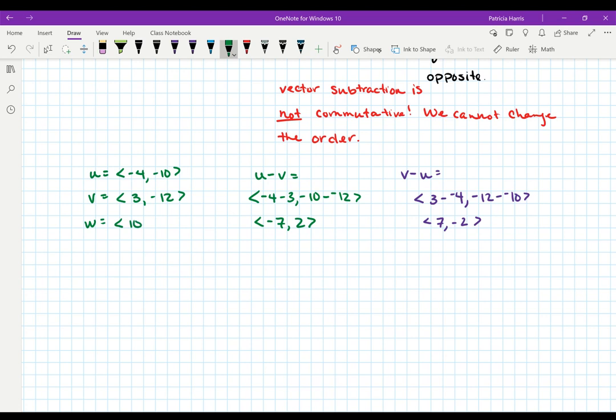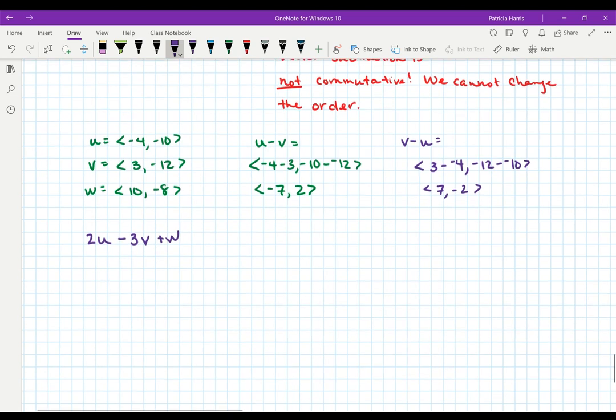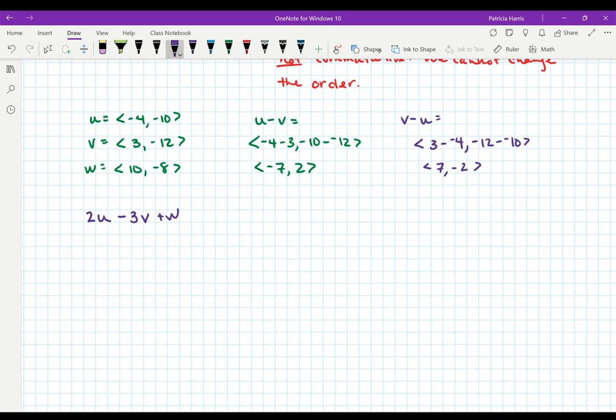Let's go 10, negative 8. So let's say the problem asked you to do something a little bit more complicated. So let's say you had to find 2u minus 3v. Okay, well, how would we handle that? Oh, and then just for fun, let's do a plus w. Okay, so I would not draw this out. I would not do parallelogram rule. I would do the numeric method. Okay, so let's do some substitution.